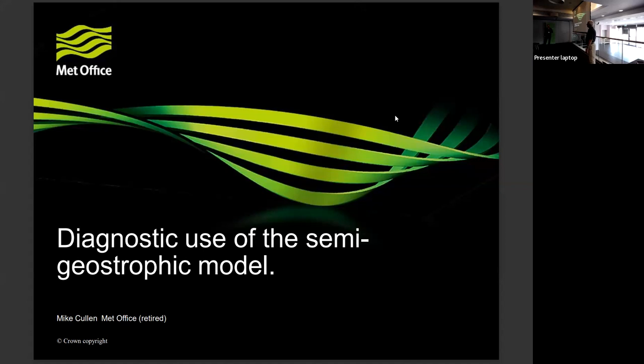So we're going to now listen to my colleague's presentation. Thank you for being here and talking about the diagnostic use of the semi-geostrophic model. I'd like to start by just saying thank you to Jochen and the other organisers for the invitation. Also, thank them again for organising such a nice programme. And I'm looking forward to the second workshop tomorrow.